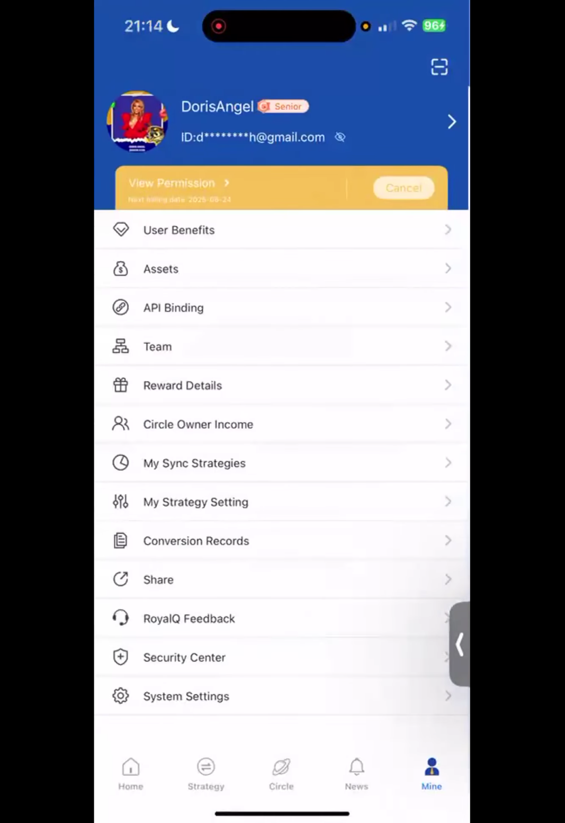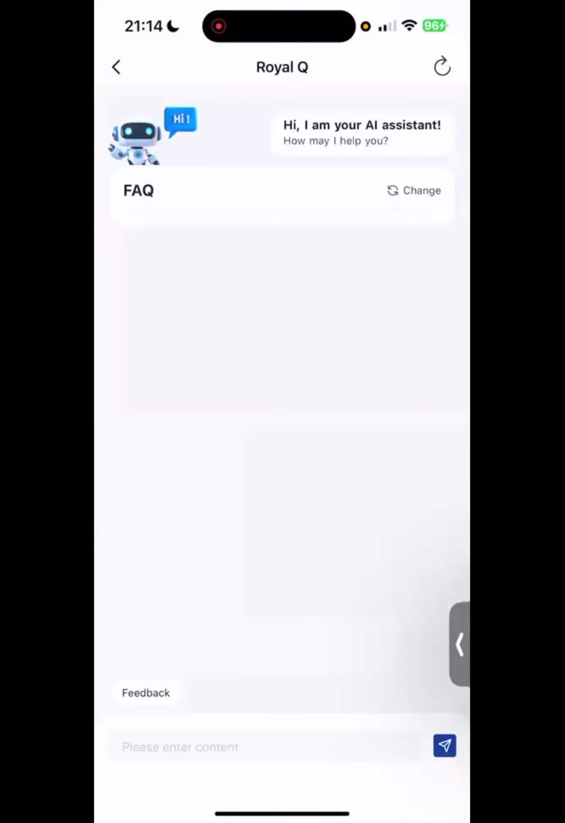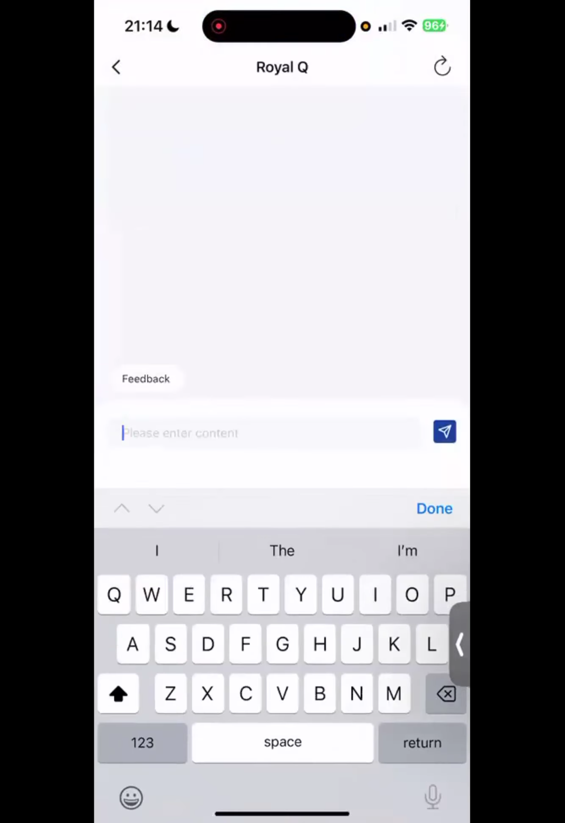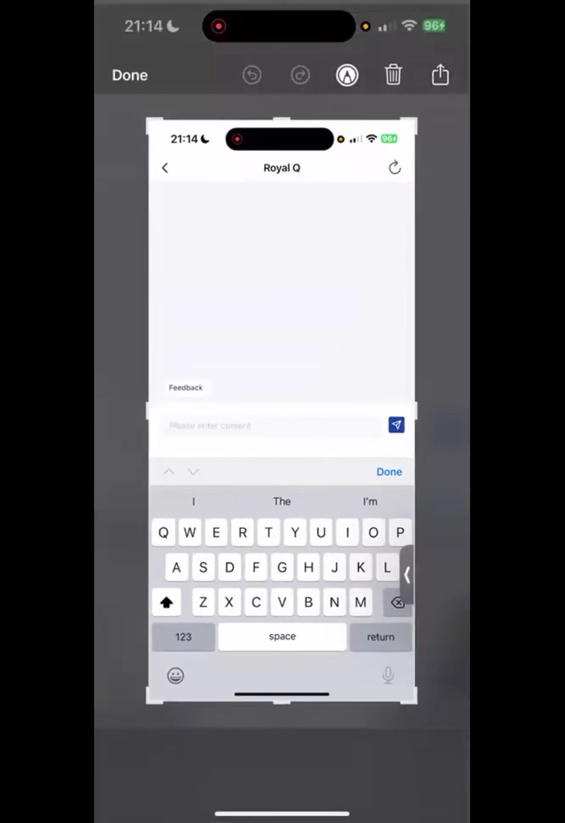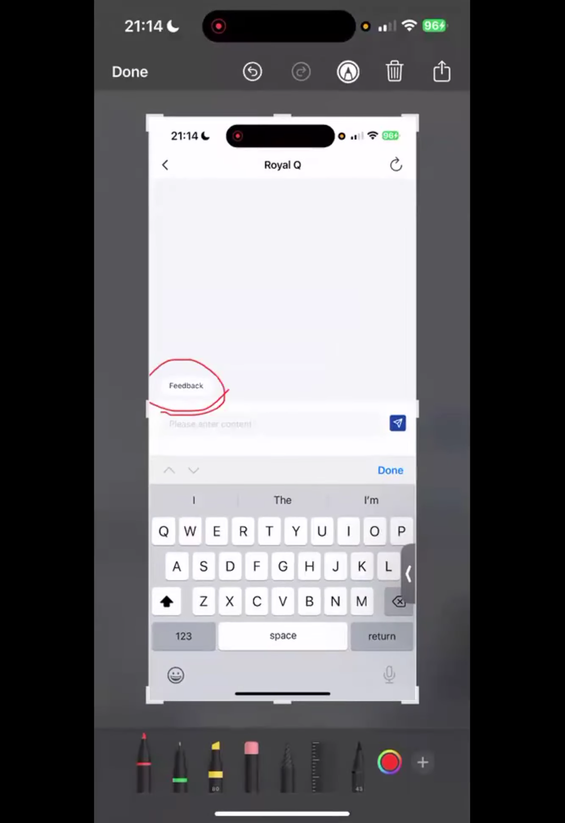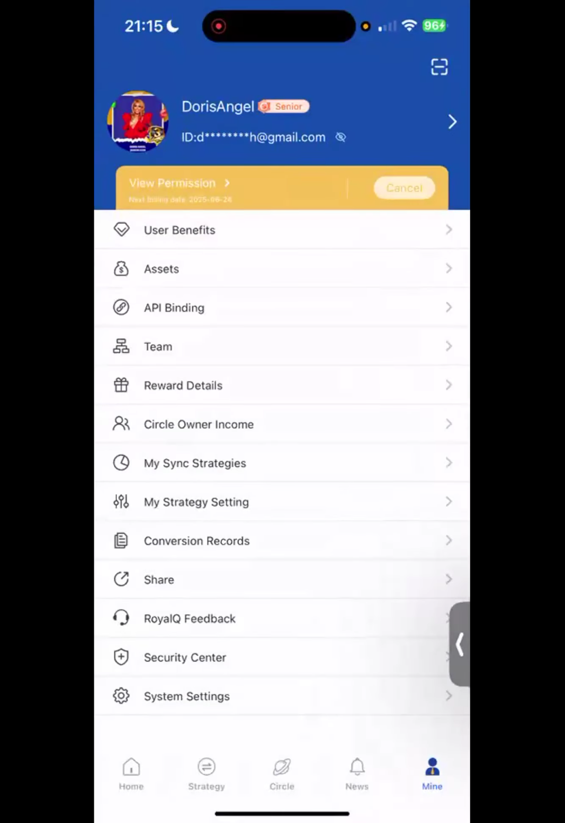Then the mine, you have the share. So this is RoyalQ feedback. RoyalQ has a support system whereby if you have any challenge, you can type it here. The robot will answer. Or if it's too much for the robot, it will ask you to tap on feedback and file your complaint or your query, or if it's a contribution, you can simply do that.